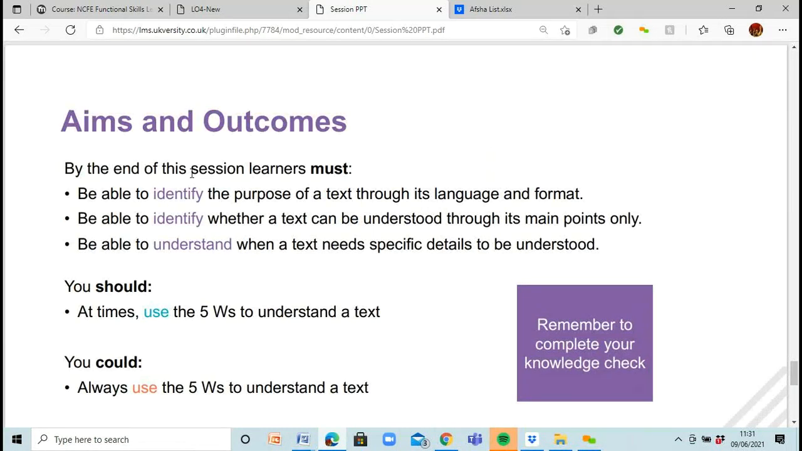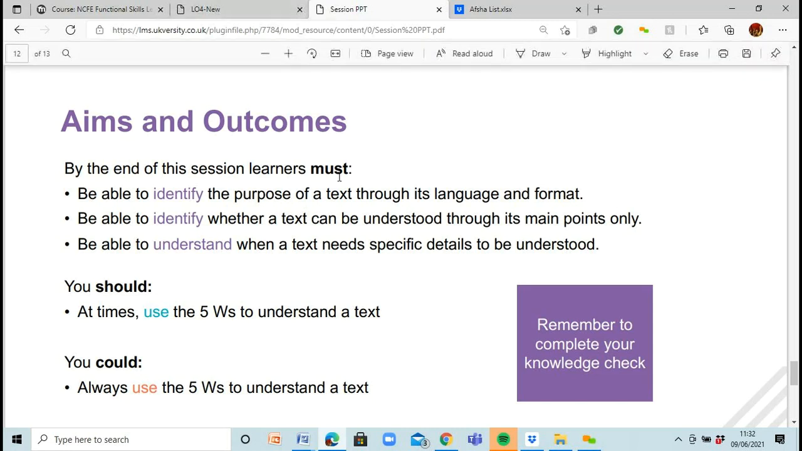So today, hopefully, you'll be able to identify what the purpose of a text is through its language and its format. You'll be able to identify what can be understood by the text by its main points. And then you'll also be able to look at specific details like facts, figures, statistics and quotations, or anything that will help you to reinforce the information. So look at the 5 W's: who, when, where, what, why. Sometimes they're not all there, but this is the main idea to use. And then use these 5 W's to try and understand the text.